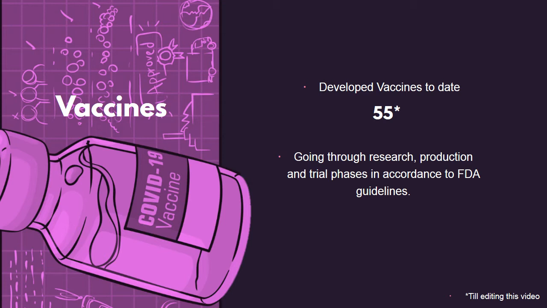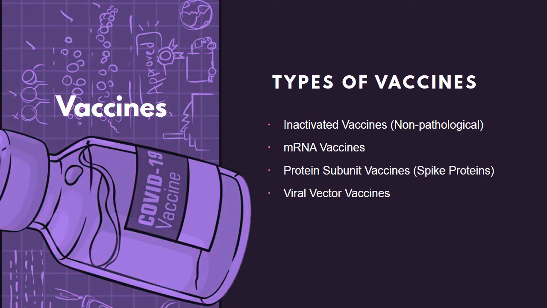Vaccines are developed through research, production, and trial phases in accordance with FDA guidelines. Currently, 4 types of vaccines are being administered throughout the world. They are inactivated vaccines, which are non-pathological, mRNA vaccines, protein subunit vaccines with spike proteins, and viral vector vaccines.